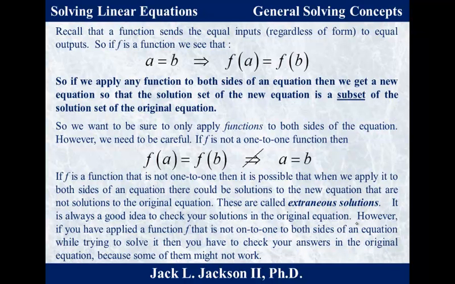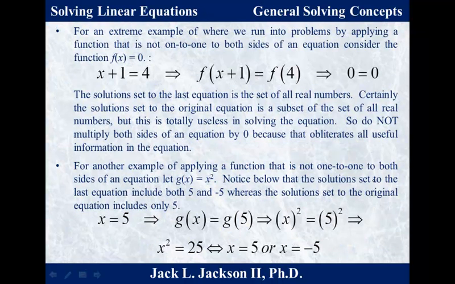So it's always a good idea to check your solutions in the original equation. But if you've applied a function that's not one-to-one to both sides of the equation when you're trying to solve it, then you have to check your answers in the original equation, because some of the answers to the new equation may work fine in the new equation, but they may not be solutions to the original. Now luckily this doesn't happen for linear equations, but it can happen for some. And let me show you a couple of examples.